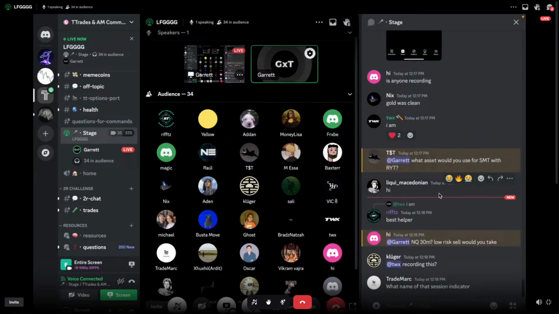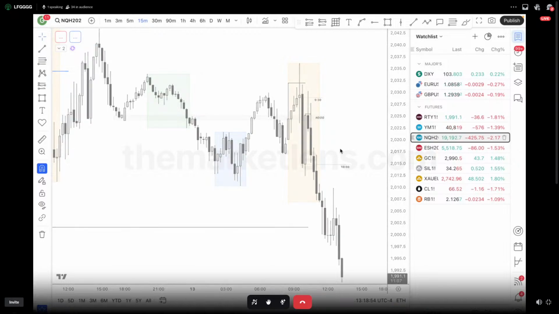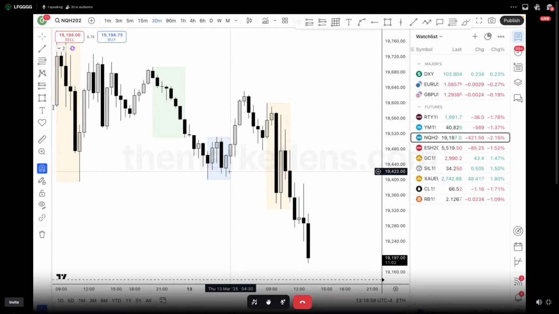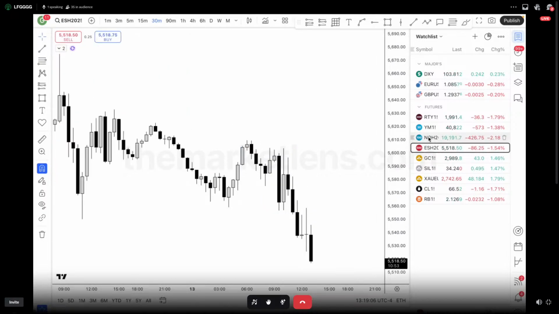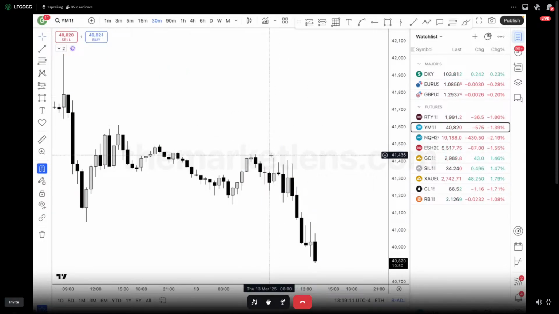Into 30 minutes, low risk sell. Would you take? So I don't really enter on the 30-minute, just because I trade micros and that's just a big stop loss. But I assume you're talking about this, which looks nice. If there's like S&P here though, but I think there is with YM, right? No, there's not.